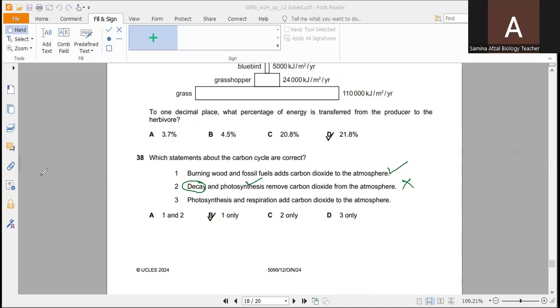Photosynthesis and respiration add carbon dioxide to the atmosphere. Photosynthesis will use carbon dioxide, and respiration, again, will add carbon dioxide into the atmosphere. So both of these statements are not correct. Only one statement is correct.